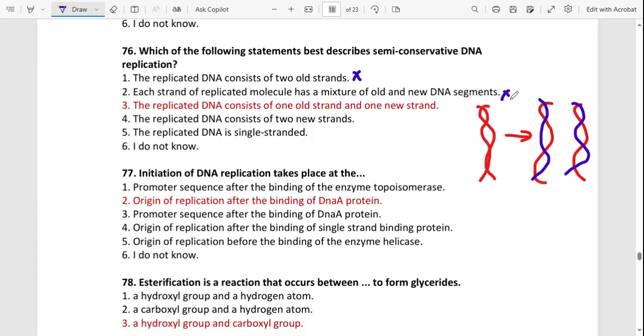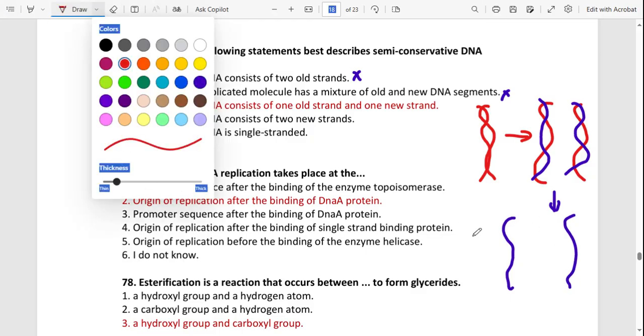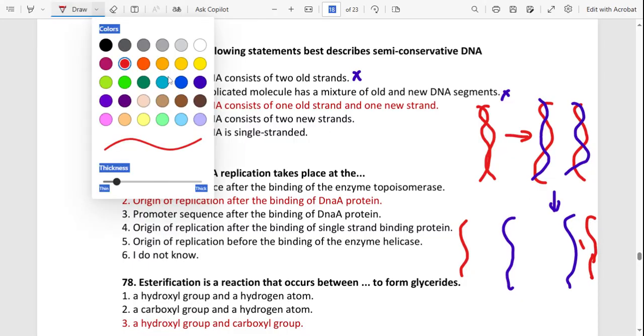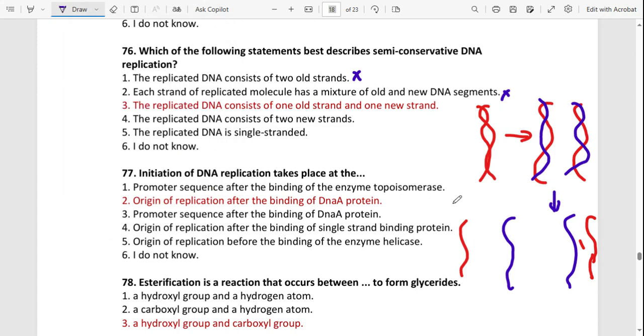This is not always the case, because let's say another replication happened. The blue ones will also separate and the red ones will also separate. So I've got four strands like that. And the new strands are blue. Can you see that this one and this one don't have any old strand, so there's no mixture there. So that statement is not completely correct.